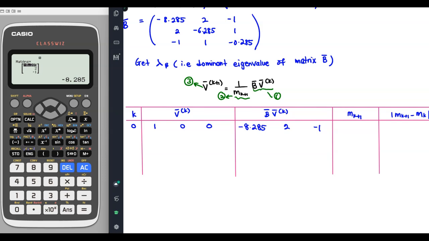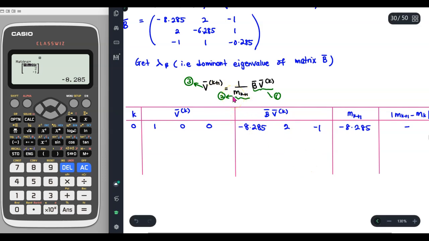All right, now determine your Mk plus 1. Okay, by looking at these three elements here, look which one is the largest in terms of absolute value. So you see this one is the largest in terms of absolute value, but when it comes to writing, you need to write the actual sign, so you need to put the negative. Okay, so negative 8.285. Okay, and then for the error here, we don't have the error yet because we only have one M for now. Okay, just put dash. Okay, so you are basically at step number 2.